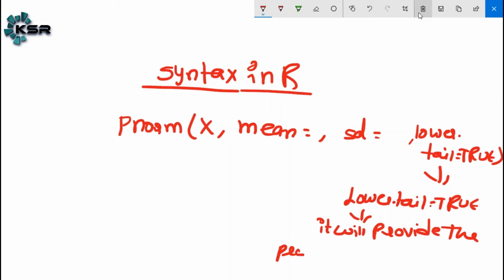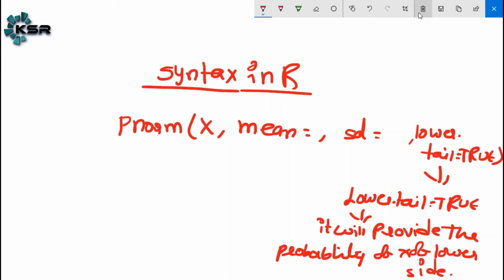probability values for the lower side of x. For example, if x is 10, it will give the probability of 9, 8, 7, 6, 5, 4, 3, 2, 1, 0. Lower.tail equal to FALSE means it will go to the higher side values: 11, 12, 13, 14, 15, 16, 17 and so on to infinity.